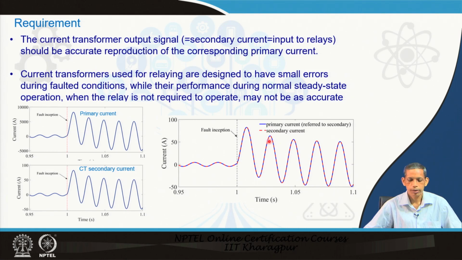and that is where the reproduction is perfect. But this is an ideal condition. If the corresponding current becomes very large and decaying DC is there, there is a possibility of saturation of the core, and reproduction of the secondary may not always be possible. We will see that in the subsequent lecture.